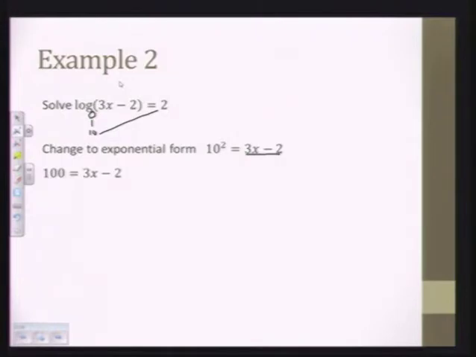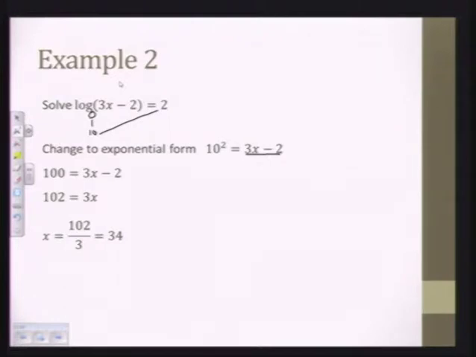So our next statement would be taking 10 to the second, which is 100, equals 3x minus 2. We will add 2 to both sides, and we will get then 3x equals 102. And of course, you know to divide both sides by 3, and you will get x equals 102 divided by 3, or 34. And so if we looked at that, we would say then that the log of 3 times 34 minus 2 would equal 2.